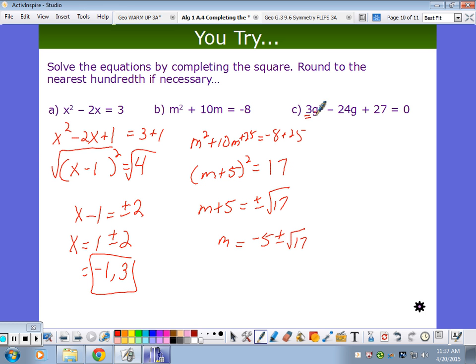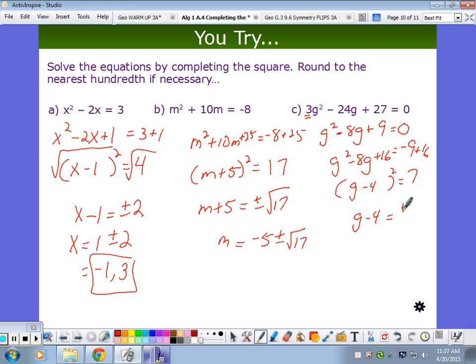If there is anything in front of the square, you've got to divide by it. So I'm dividing everything by 3. Then I have to have the constant on the other side. Half it, square it. This becomes g minus 4 squared equals 7. So g minus 4 equals plus or minus the square root of 7. So g equals 4 plus or minus square root of 7.